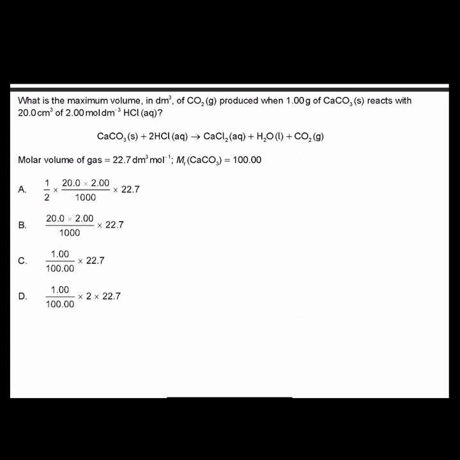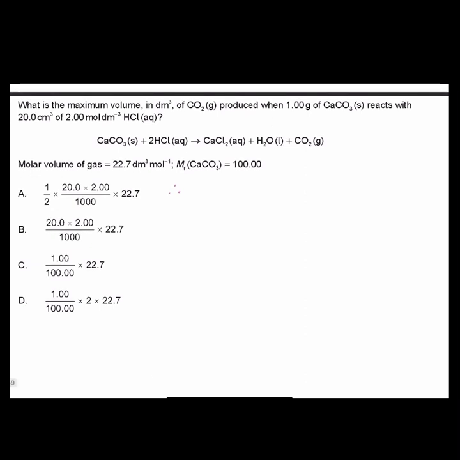The next one. What is the maximum volume in dm cube of CO2 produced when 1 gram of CaCO3 reacts with 20 centimeter cube of 2 mole per dm cube HCl? Okay, alright. So first we have to find the limiting reactant. We have to find how many moles of CO2 will be produced. As it's at STP, we can multiply the moles of CO2 with the molar volume to get the final volume. So first let's find the moles of CaCO3. This will be 1 by 100, mass over molar mass. Moles of HCl would be concentration times volume in decimeter cube.